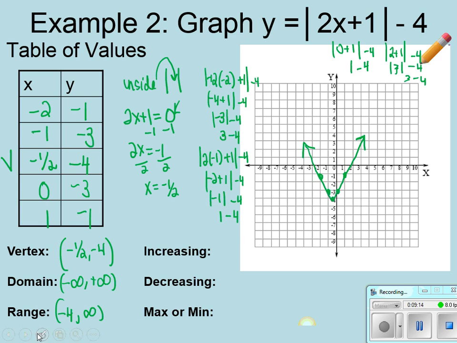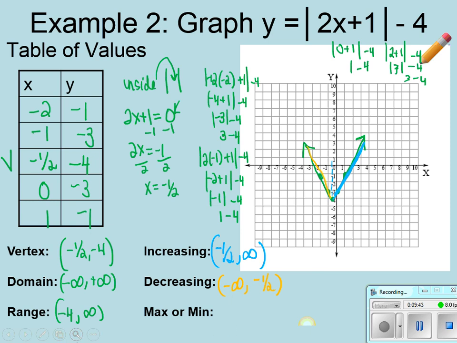Increasing would be this right side over here, and that begins at negative 1/2 and goes all the way to positive infinity. And then the decreasing is on the left side, and that goes from negative infinity to negative 1/2.